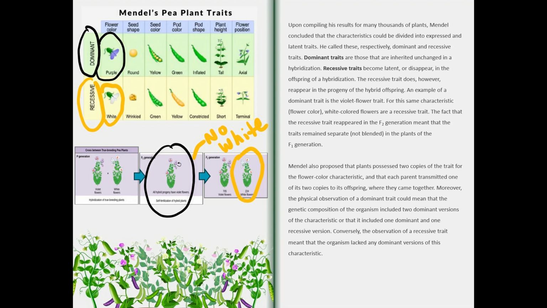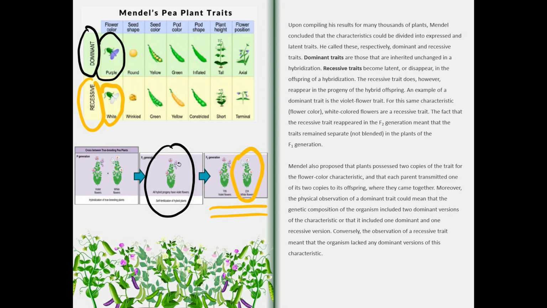An example of a dominant trait is the violet flower trait. For this characteristic, flower color, white-colored flowers are a recessive trait. The fact that the recessive trait reappeared in the F2 generation meant that the traits remained separate, not blended, in the plants of the F1 generation.